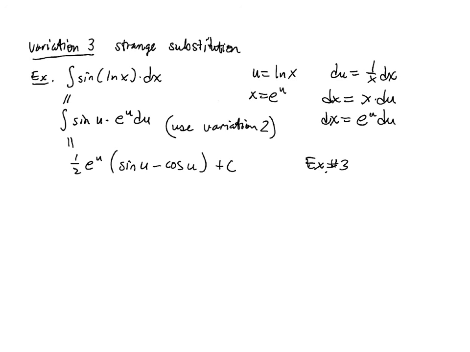And so all that remains for us here is to put our expression for u back in here. So we end up with 1/2. Well, e to the u, let's not put ln of x there. Let's remember that e to the u is just x times sine of ln of x minus cosine of ln of x, whole thing plus c.